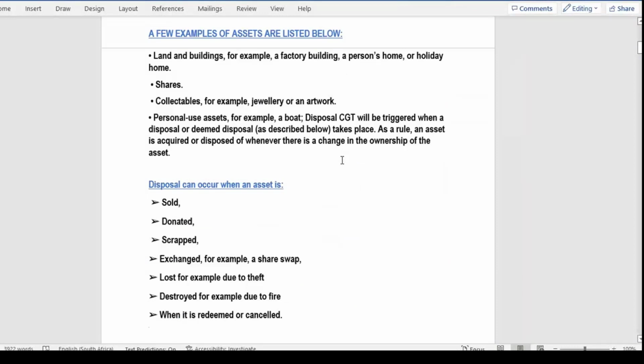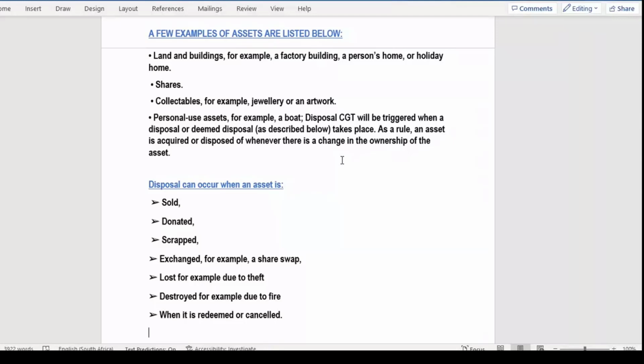Looking at a few examples, assets are listed below. We've got land and buildings if they are disposed of: a factory building, a person's home or a holiday home. We're looking at shares, and collectibles, for example jewellery or artwork. Personal use assets, for example a boat. CGT will be triggered when a disposal or deemed disposal as prescribed by law takes place. As a rule, an asset is acquired or disposed of when there is a change in the ownership of an asset. So basically, when you are dealing with capital gains tax, there must be an asset that has been disposed of or sold, and then we look at how much that asset was acquired for, which is called the base cost.